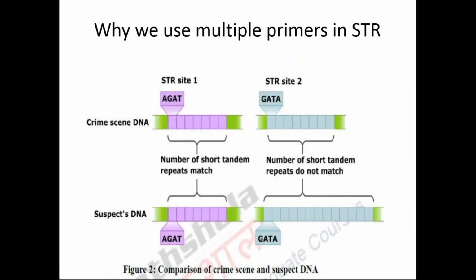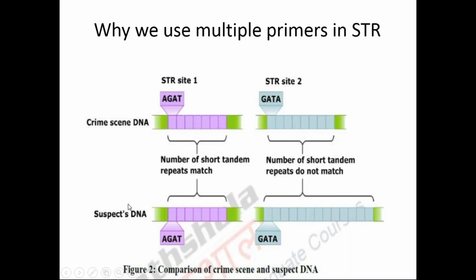Why do we use multiple primers in STR analysis? I would like to explain why we use multiple primers in STR analysis. In the same way as in SNP analysis, we amplify the STR-specific region by utilizing STR-specific primers.